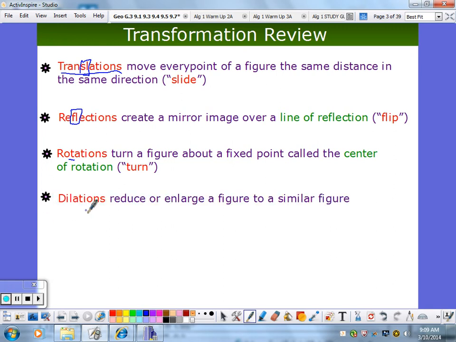And then a dilation, I got nothing for you here, but a dilation is when it's proportionally bigger or proportionally smaller. You create similar figures to the one you're starting with. These sound familiar? Anybody? Raise your hand if you've heard these words. Okay.